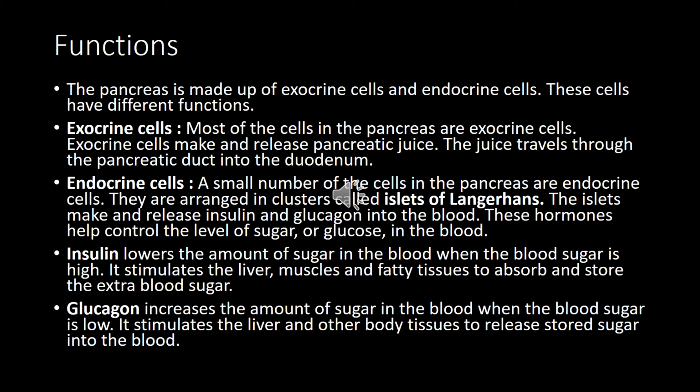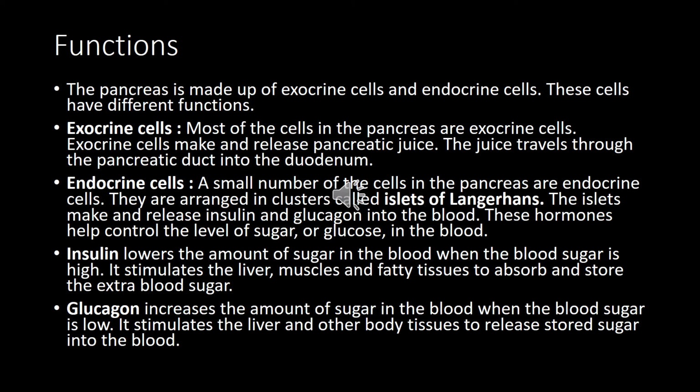The endocrine cells of the pancreas have a specific arrangement. These clusters of cells are known as the islets of Langerhans, and they produce two types of hormones, insulin and glucagon, which act when there is fluctuation of the blood sugar level in our body. These hormones also help to control the level of sugar or glucose in the blood. So when does insulin work?